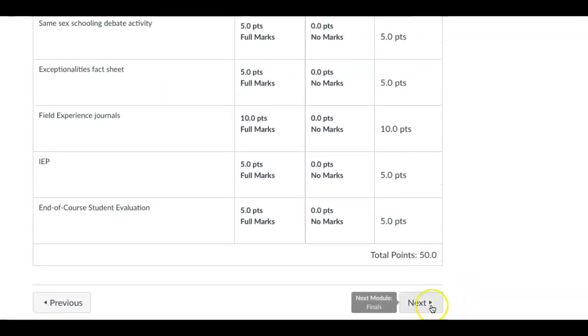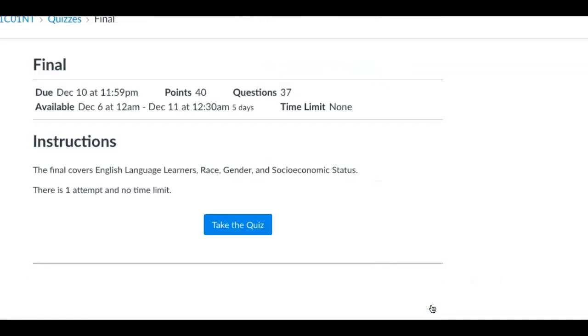And then we have the final. What the final is, there's 37 questions. It's going to cover the last four special populations that we talked about: English language learners, race, gender, and socioeconomic status. So it's going to be over terms, looking about like what are the three types of models to teach English language learners. What is the Matthew effect? There's going to be some matching, multiple choice, true, false. There is one attempt. There is no time limit. It must be due by Thursday.